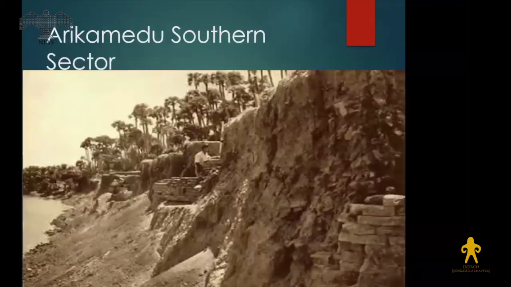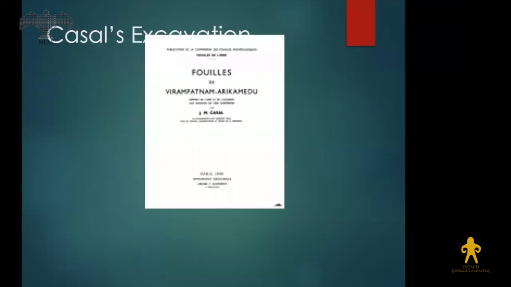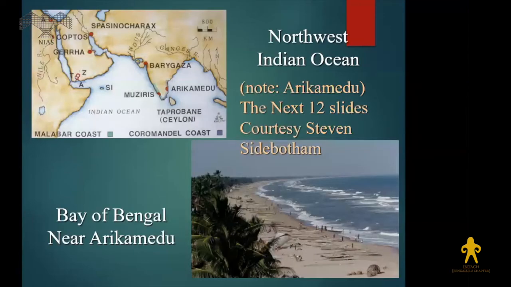This is the Arikamedu site, and these are the brick architecture. In the early historic time, all these urban centers acted as a kind of industrial production centers, and people were producing different kinds of crafted goods. We have evidence of brick architecture. Here you can see a drainage. Probably people were producing textile, and then they were producing several goods. And this site was excavated by Wheeler and also Casal, a French scholar, later on by the American team.